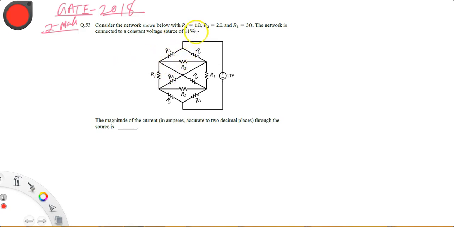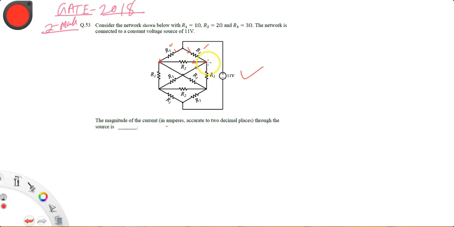Consider the network shown below with R1 1 ohm, R2 2 ohm, R3 3 ohm. The network is connected to a constant voltage source of 11 volt. The magnitude of the current in amperes, accurate to 2 decimal places, through the source is. So first of all, this is R1, this is R1. Up to this they have a symmetric path. Now see up to this node, this is R2, R3, R1.